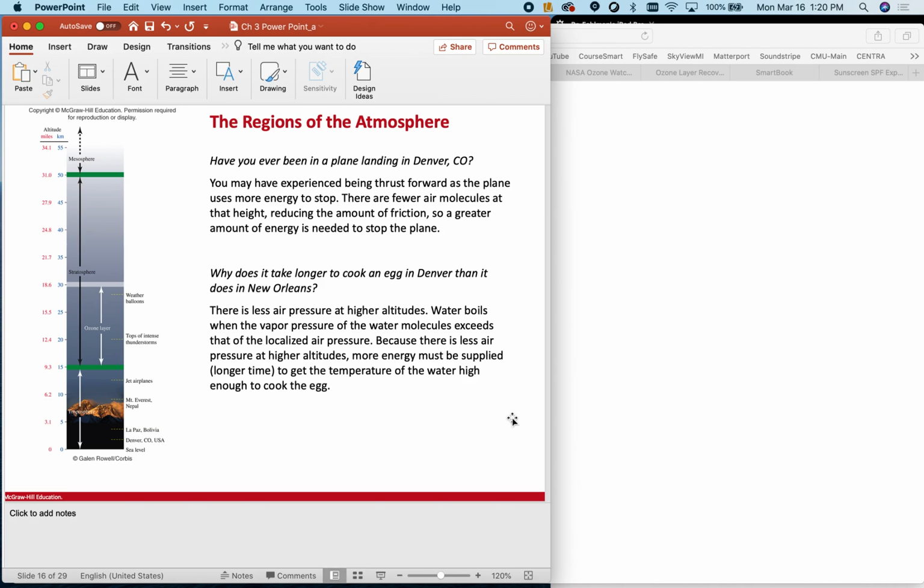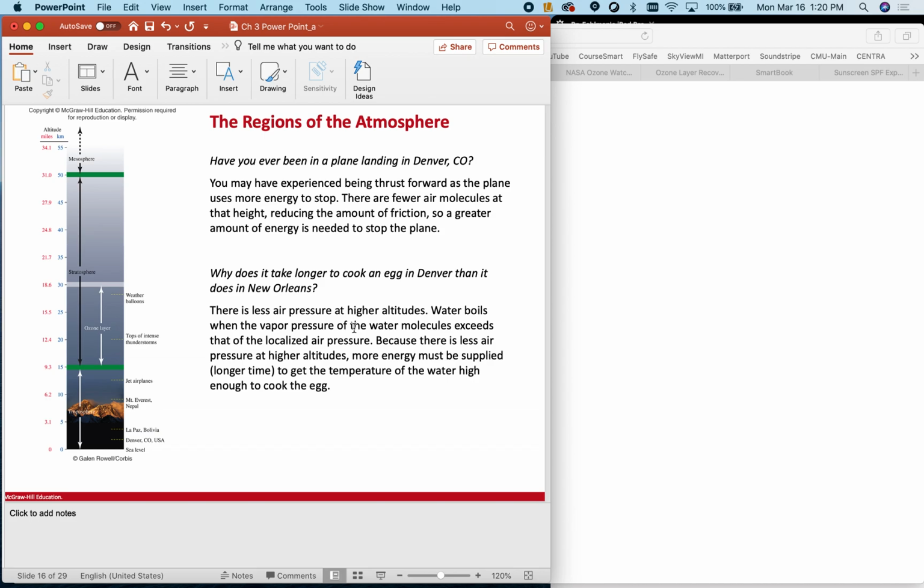So the regions of the atmosphere, we already looked at this in a previous chapter, so we're going to be talking about this region today. The stratosphere, that's where all the ozone is, at its greatest concentrations. In the first chapter, we were concerned with the troposphere, where ozone is a bad thing, and the stratosphere is where we want ozone to be.